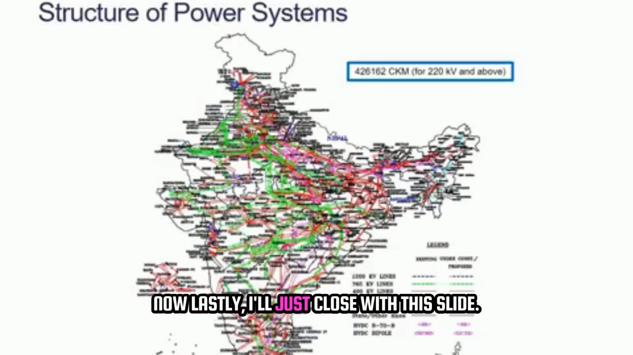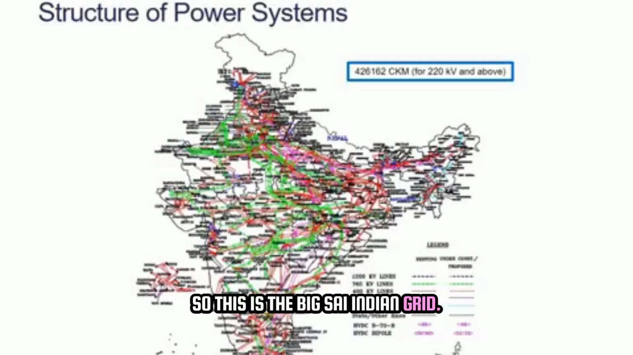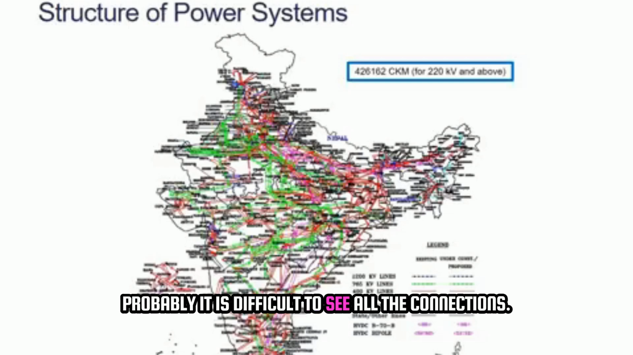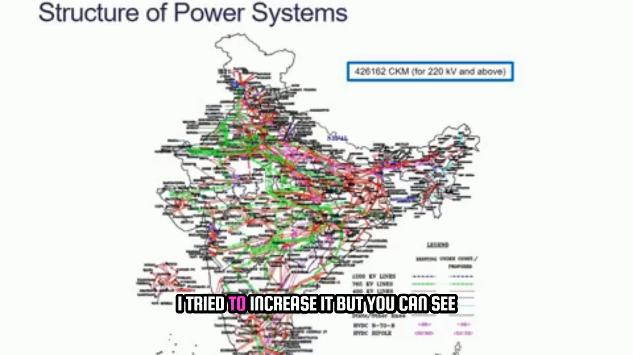Now, lastly, I'll close with this slide. Give me just one or two minutes. So this is the big Indian grid. Probably it is difficult to see all the connections. I tried to increase it, but you can see that this is really a huge system, and a lot of lines are there at different voltage levels.